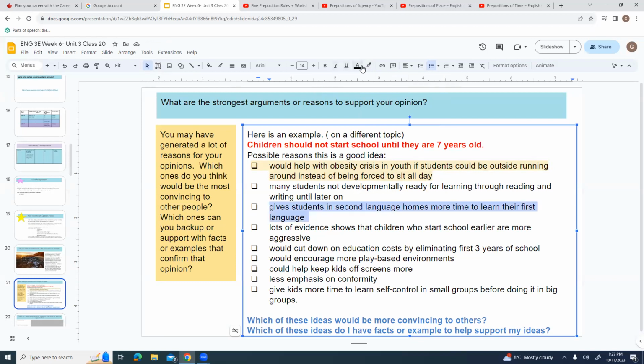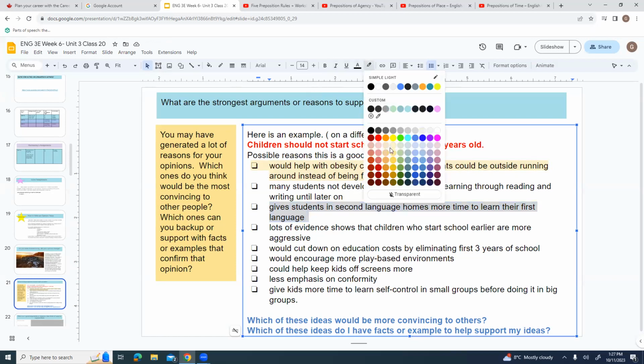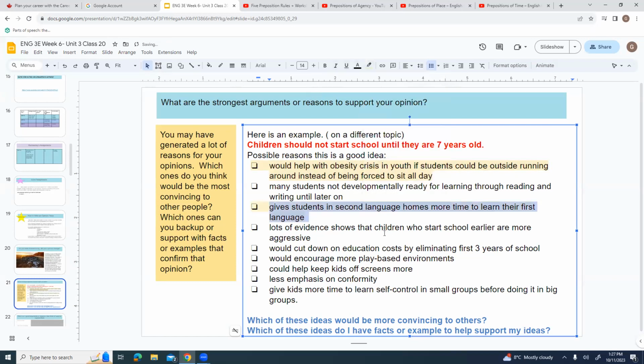Give students in a second language home more time to learn their language. Lots of evidence shows that children who start school earlier are more aggressive. Now, I know there are some studies that show this. I don't know if they're still valid. I would have to look it up. I'm not going to use it for this paragraph because I don't want to look a bunch of things up.